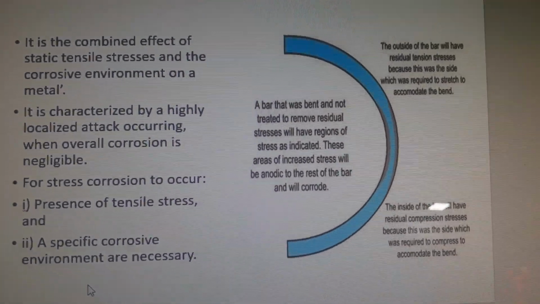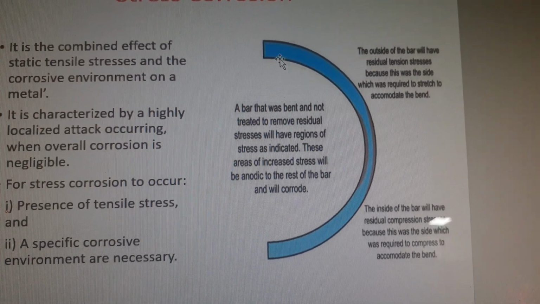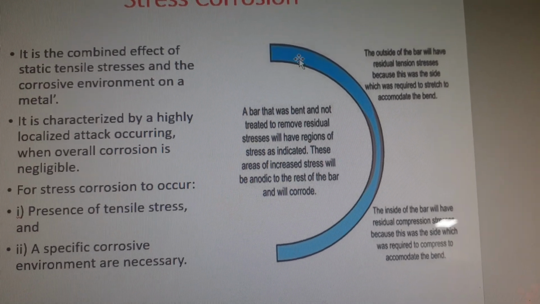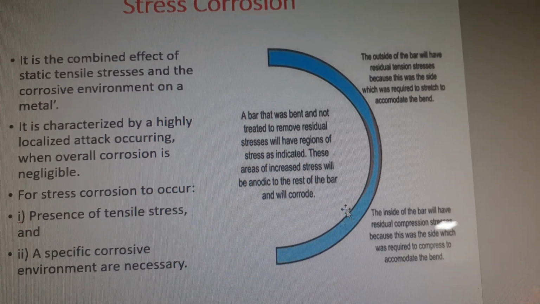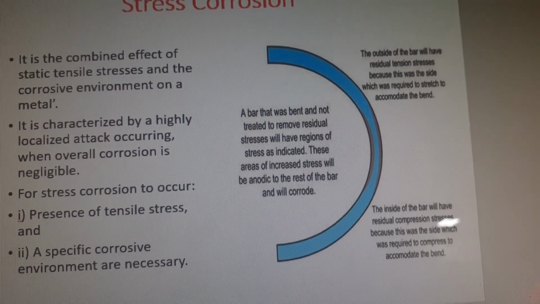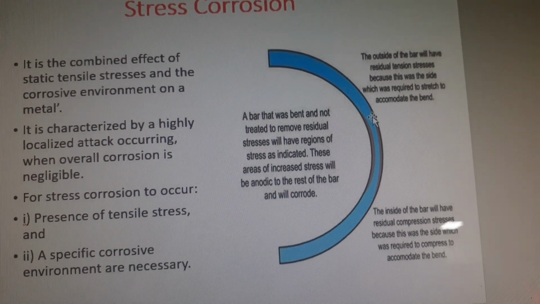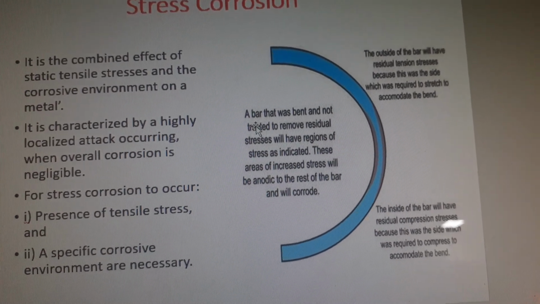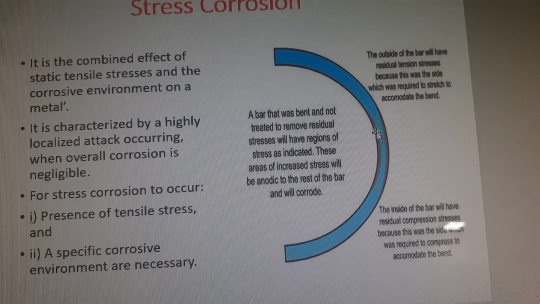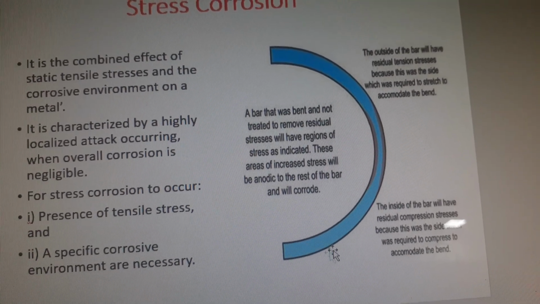As you can see in this diagram, suppose I have this metal which is bent. Where will this metal bear more stress? This part which has a bend will have the stress and will act as anode, and the remaining part where the stress is less will act as cathode.